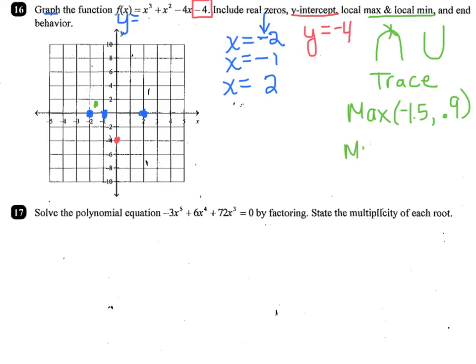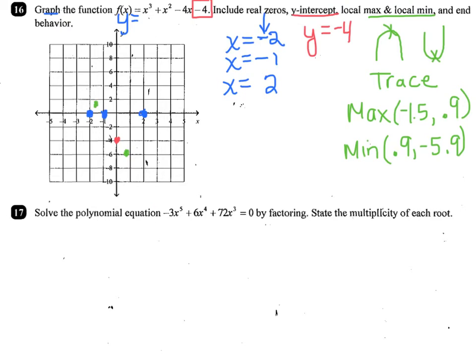For the min, all you need to do is hit the over buttons until the cursor's at the very bottom of the little valley shape. And you'll see that that happens at about 0.9 for the x and like negative 5.9 or about negative 6 for the y. So we'll plot that almost over to 1 and down to negative 6.